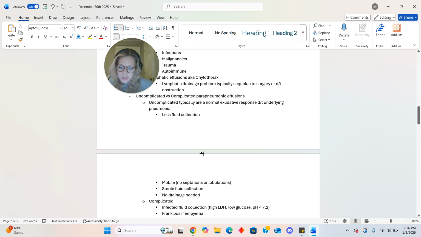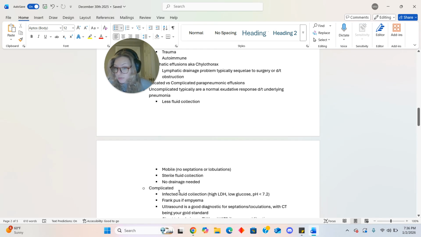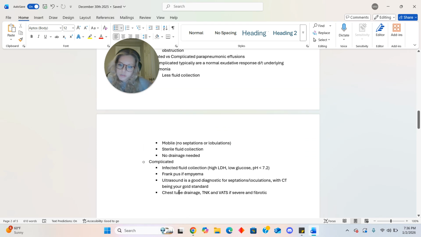It's going to be way less fluid. There's going to be no septations or loculations. And at this point, the fluid will somewhat be sterile. But again, it's under that classification of an exudate in response to pneumonia, so it's going to be a parapneumonic effusion. No drainage is needed for these.